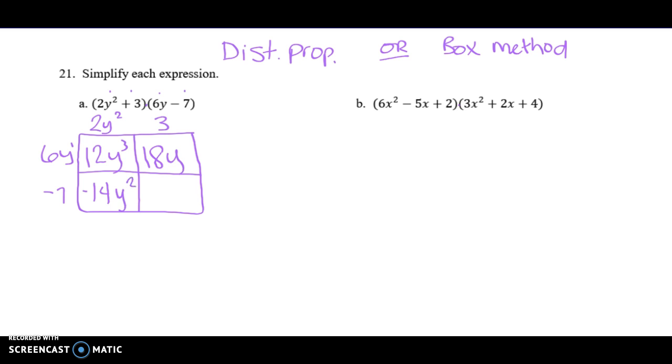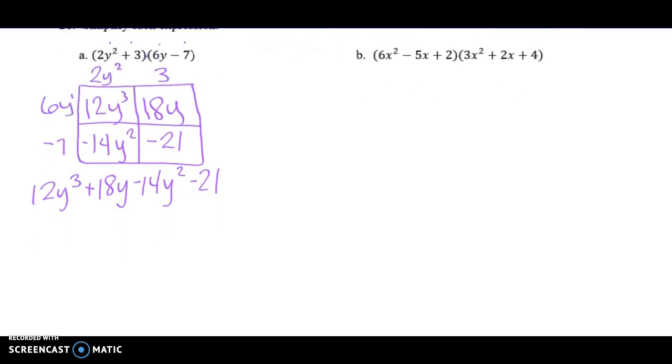And then top times side. -7 times -3 is a -21. You recall from here, you just kind of extract it from the box. And you combine like terms. In this case, there's nothing that's alike, so I just have to rearrange it to decreasing exponential order. So it's a 12y cubed minus 14y squared plus 18y minus 21.